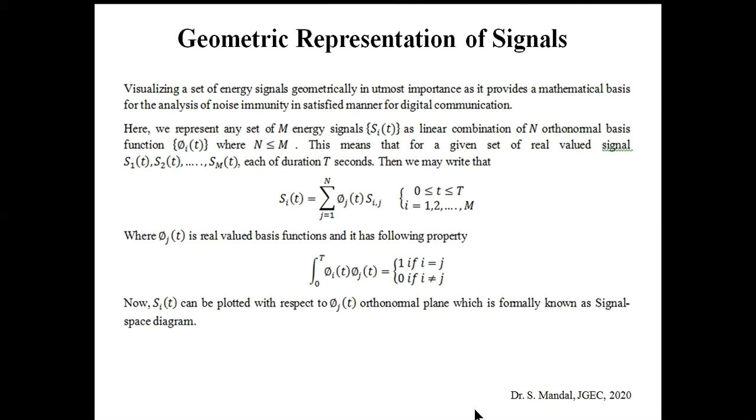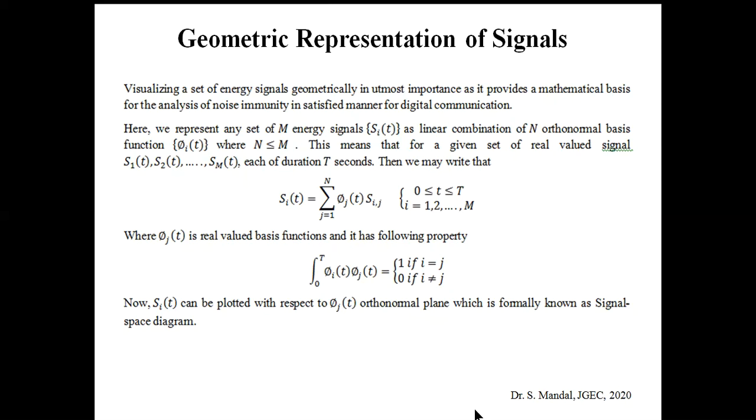So what do we do actually in geometric representation of signal? Basically, it's a very large topic. In this tutorial class, we will just get a brief idea about the geometric representation of signal, which is just what is required to understand the corresponding digital modulation technique. So in geometric representation of signal, we represent any set of M energy signals, which is represented by s_i(t), as a linear combination of N orthonormal basis functions phi_j(t), where N is less than or equal to M.